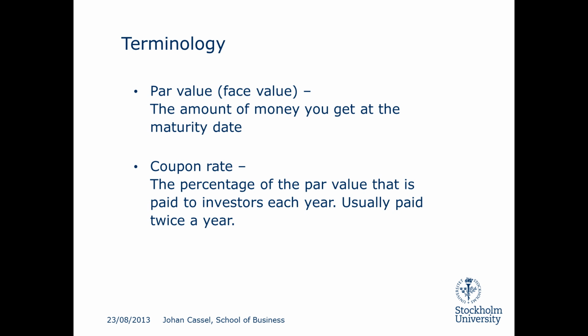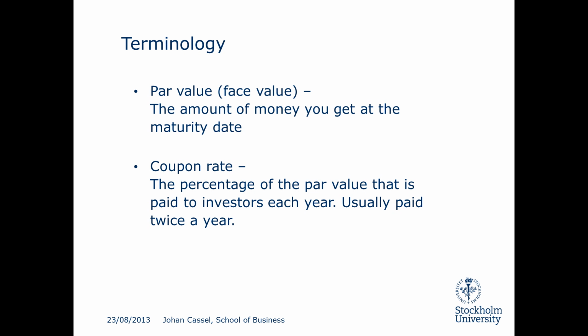The other payment you can get is a coupon, and in the US the coupon is usually paid twice every year. You usually express it as a coupon rate, and a coupon rate is the percentage of the par value that is paid to investors each year. What this means is that if you have a coupon rate of 5% and you have a par value of $1,000, that means that the yearly coupon would be 5% of $1,000 or $50. Since you pay it twice every year, that means that every 6 months you get a coupon payment of $25 in this case.